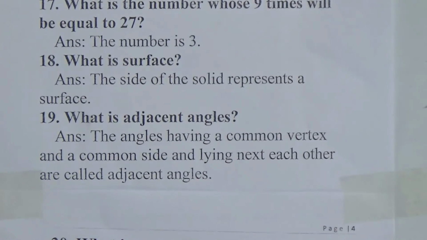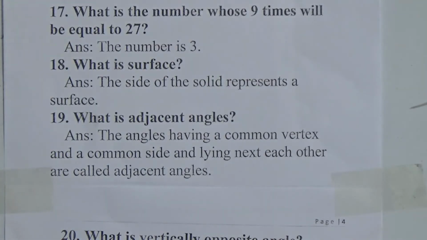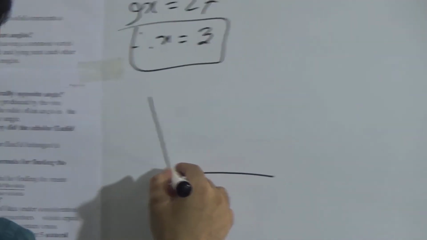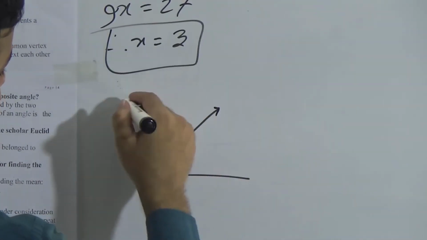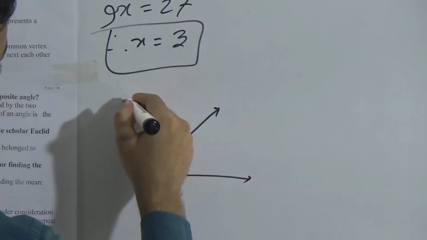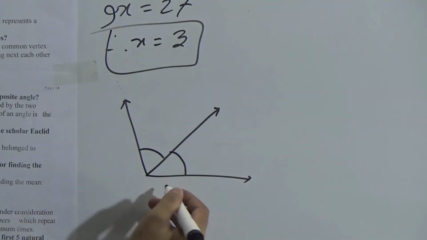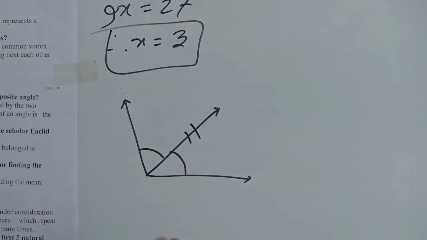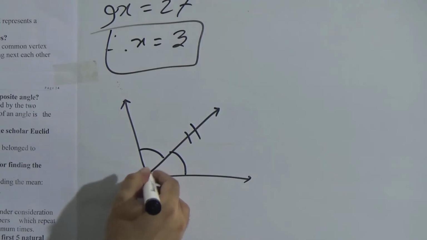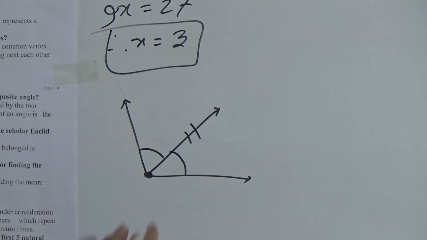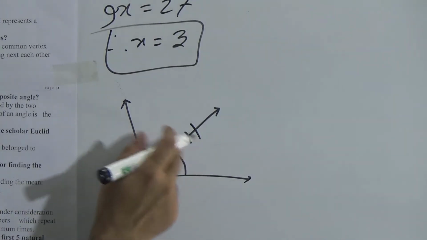Now, what is adjacent angles? Dear students, we have to say what is adjacent angles. Now, see, this is an angle. Now we can draw another line here. Now see two angles here, this angle and this angle. These two angles have a common side. This is the common side, and they have a common vertex. This is the common vertex of this angle and this angle. It means both angles lie next to each other.